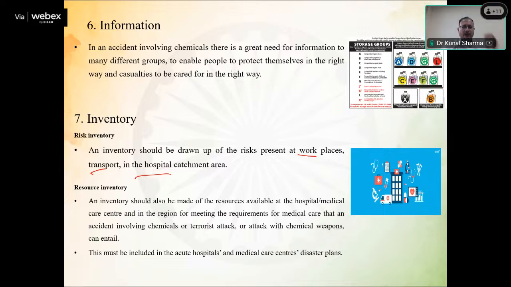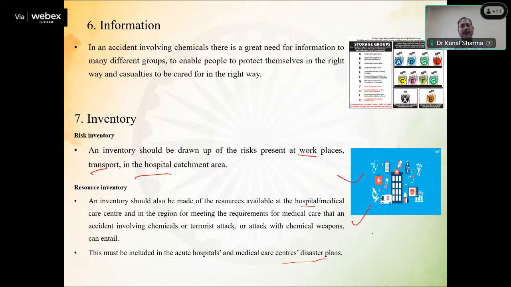Next is the resource inventory. An inventory should also be made of the resources available at the hospital and medical care center in the region, meeting the requirement of medical care that an accident involving chemicals, terrorist attacks, or attack with chemical weapons can entail. This must be included in the acute hospitals' and medical care disaster management plan. That means you cannot say that you are safe.